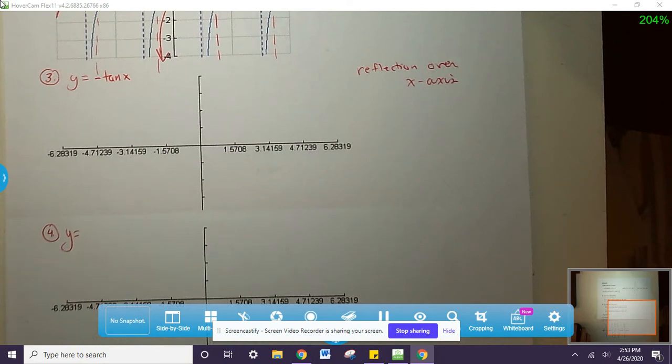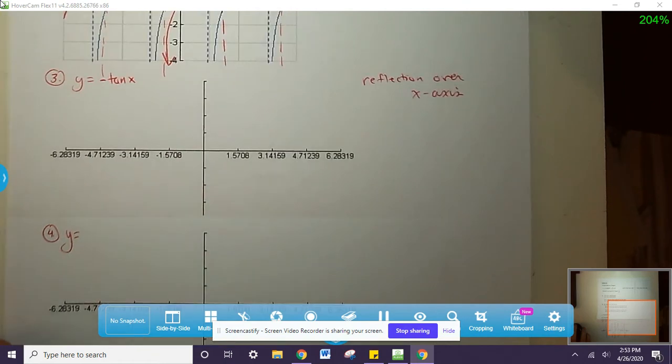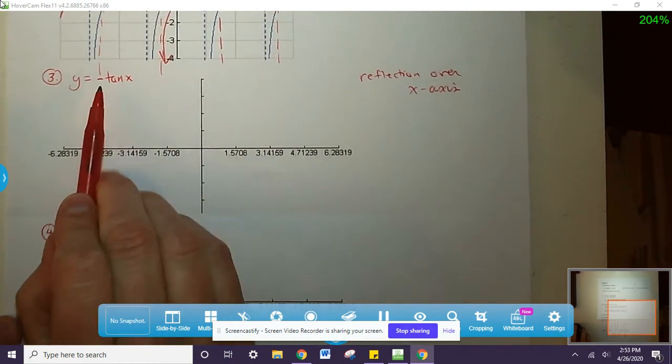I'll put up some graph paper for you so that you can print whatever type you like. But if you have a strong preference for one or the other, I thought I'd just have you try some different graph paper for the next one. So this is a reflection over the x-axis.